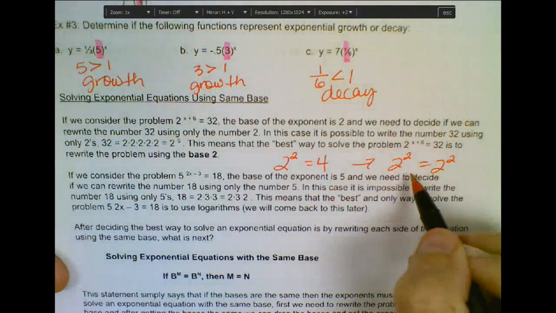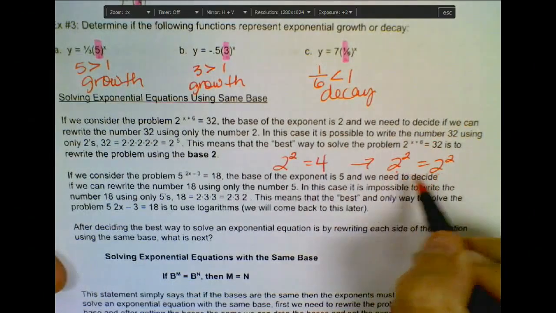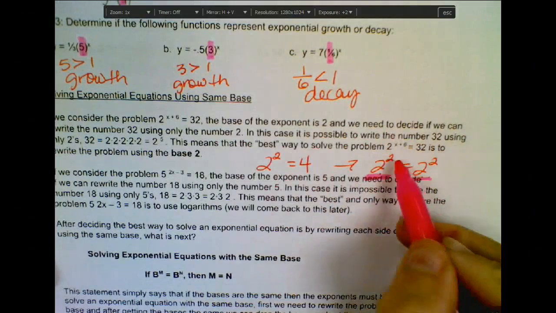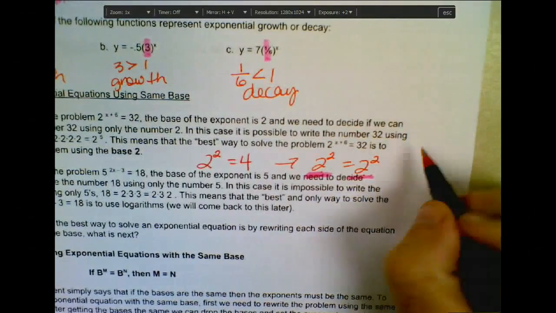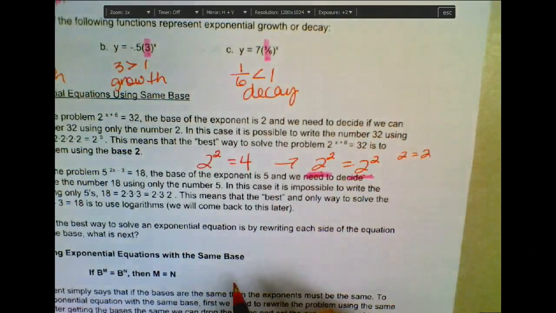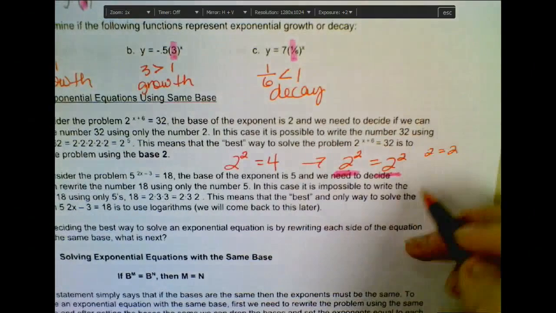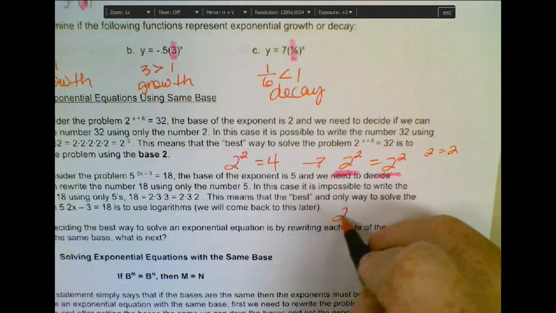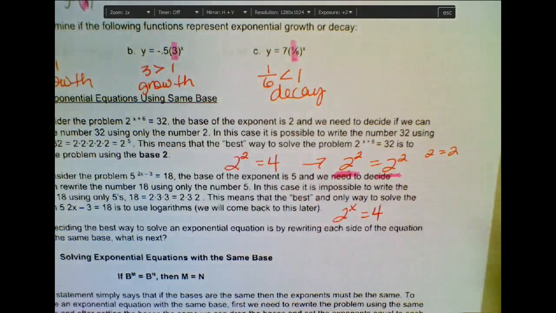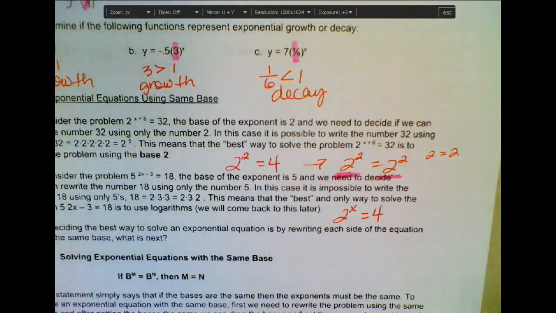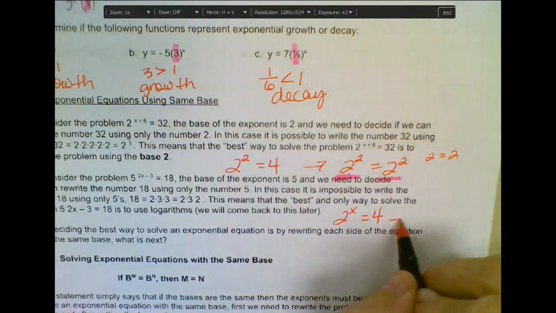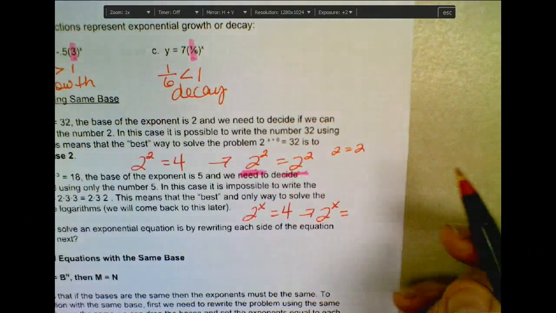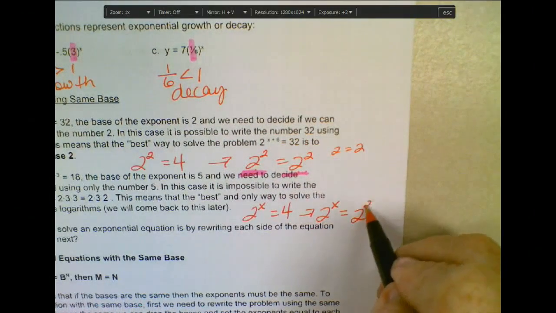Basically, the concept of same base is that if I can get these bases to be the same, then when I solve the equation, I can just set the exponents equal to each other. So for example, if I change this to an equation, and I had 2 to the x equals 4, well, I already know the answer to that question because I know that 2 squared equals 4, but let's use our change of base. So that would change it to 2 to the x equals 2 to what power gives you 4, which is the equivalent of 4, 2 squared.